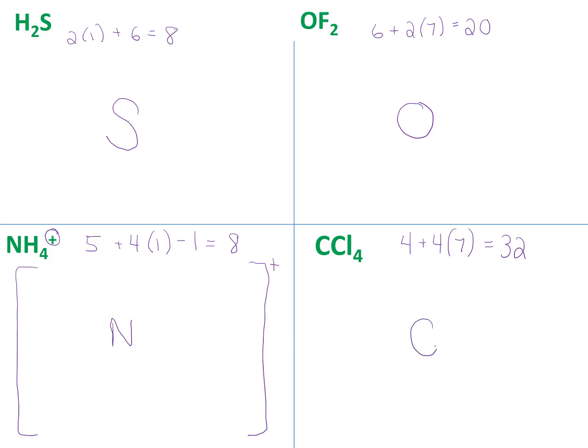The next step in drawing Lewis structures is to add in the surrounding atoms. And so we'll just write in our hydrogens here, fluorines here, 4 hydrogens surrounding here, and then our chlorines.